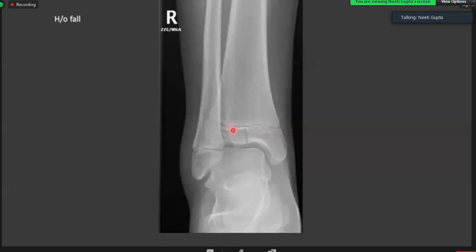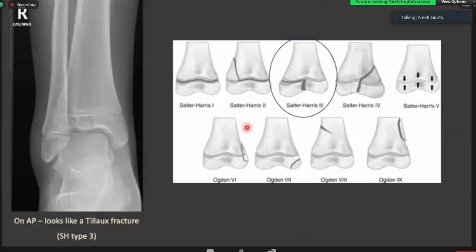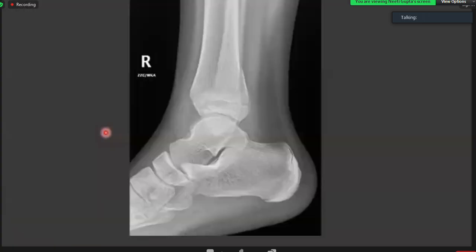Now coming to the next case, we clearly see this fracture line in the distal tibial epiphysis extending from the articular surface to the physeal plate. So this is, of course, a Salter-Harris type 3 fracture. In this location, it is known as a Tillaux fracture.